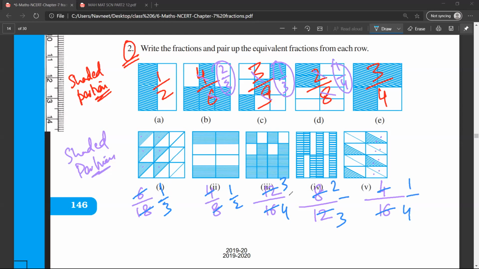Mr. Sarthak, D and 5, I'm sorry. D and 5 we can match. Yes, sir. You are right. We can match these two. And then B and 4. B and 4 we can match. Yes, sir. And E and 3. No, E and 3. Yes, sir, you are right. Any other?